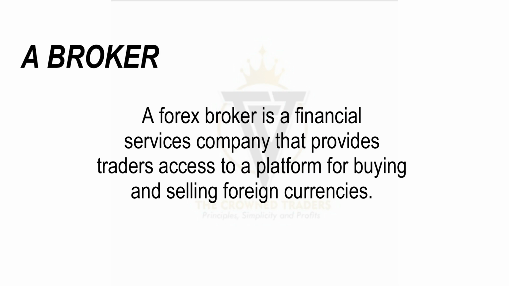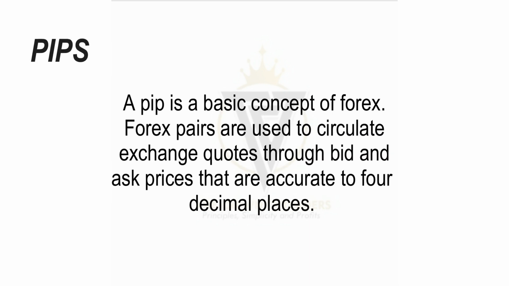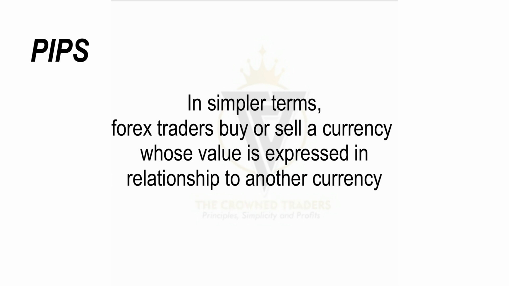A broker is a financial service that provides traders access to a platform for buying and selling foreign currencies. Right? And second on the list here is pips. A pip is a basic concept of Forex. Forex pairs are used to calculate exchange rates through bid and ask price. They are accurate to 4 decimal places. In simple terms, Forex traders buy or sell a currency whose value is expressed in relationship to another currency.